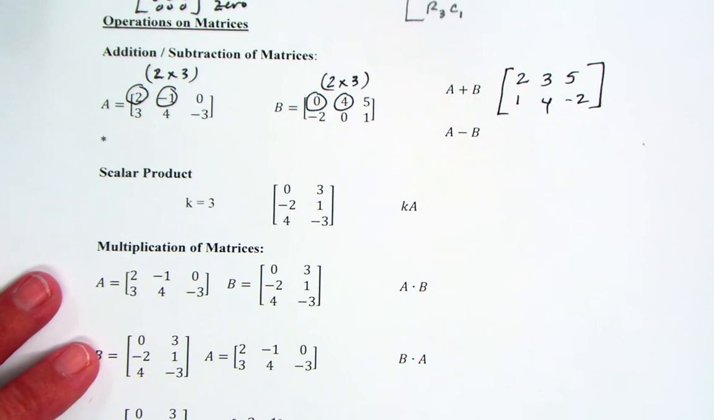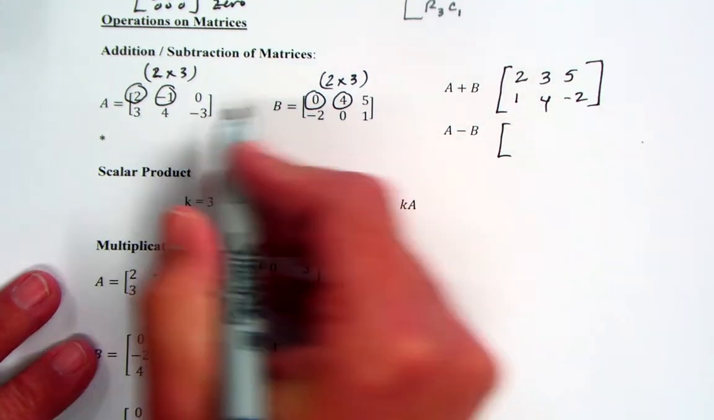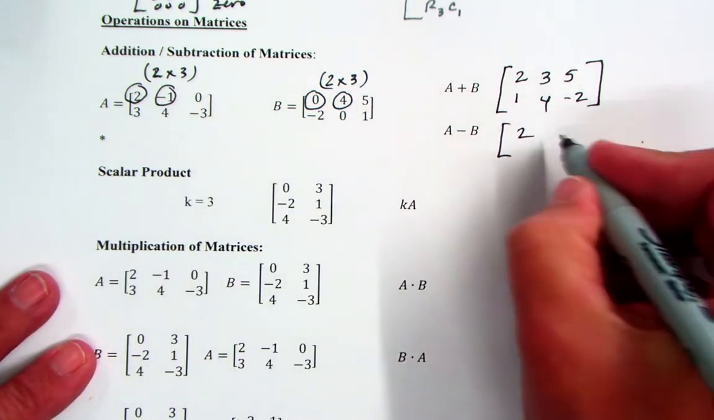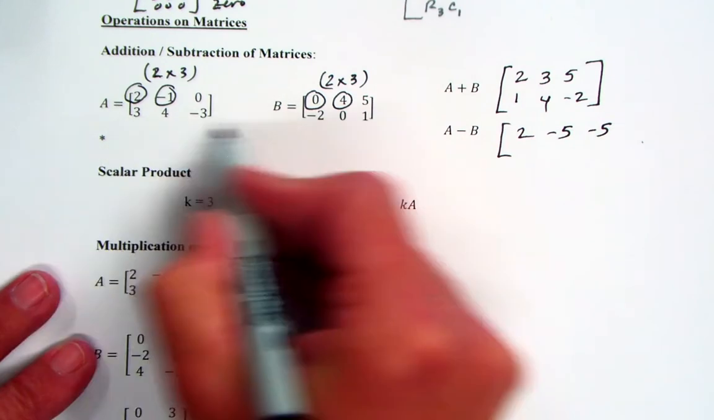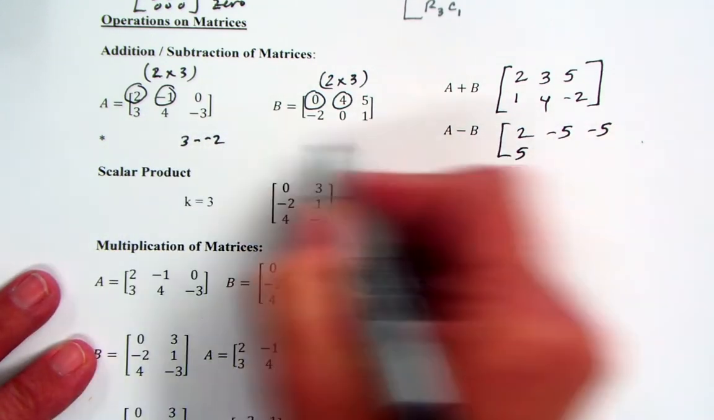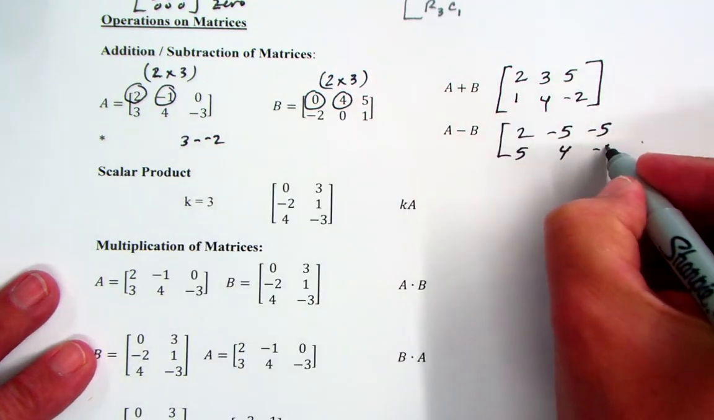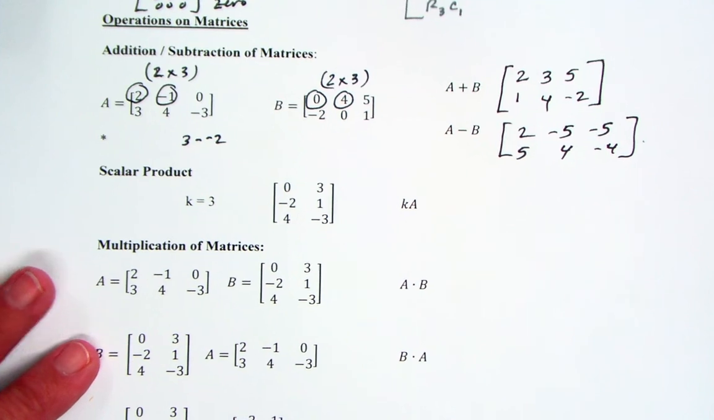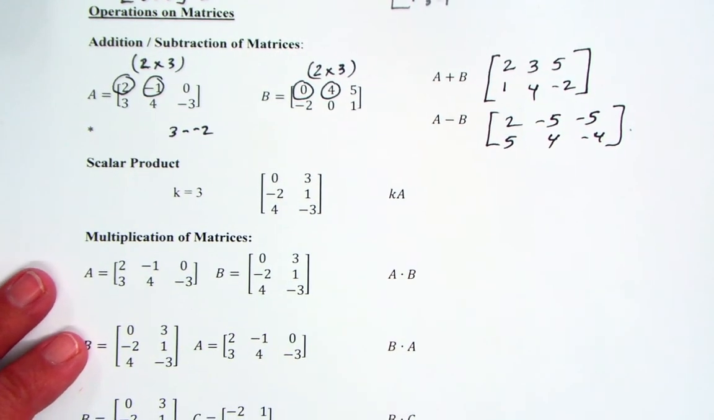So since we can add matrices, well, we can also subtract them. So again, I'm taking these 2 minus 0, and negative 1 minus 4, 0 minus 5. 3 minus negative 2 would be a positive 5, 4 minus 0, and negative 3 minus 1. Now none of these numbers probably mean anything to you, like why would we ever add or subtract matrices? You'll see some applications, but we'll just touch on those right now.